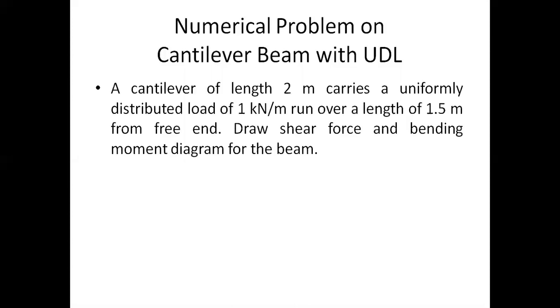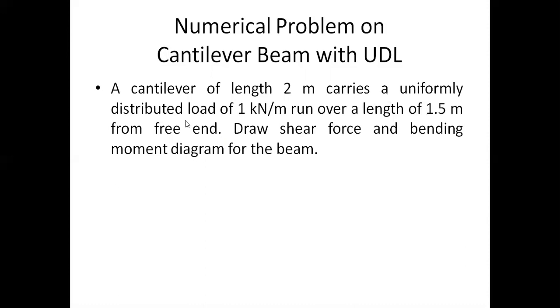Numerical problem on cantilever beam with UDL. Here is a problem. A cantilever of length 2 meters carries a uniformly distributed load of 1 kilonewton per meter run over a length of 1.5 meters from the free end.